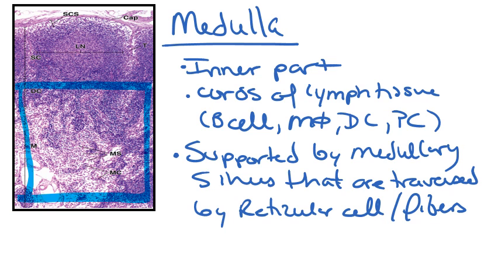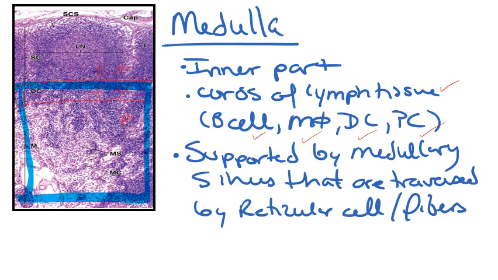So what's in the medulla? Well, it's the innermost part. This square here kind of intercepted a little bit of the inner cortex and the outer cortex, so I'll just correct it right there. So we have the outer cortex, the inner cortex, and we have the medulla. Remember, outer cortex is B, inner cortex is T, and our medulla is going to contain our cords of lymph tissue, specifically B cells, macrophages, dendritic cells, plasma cells.